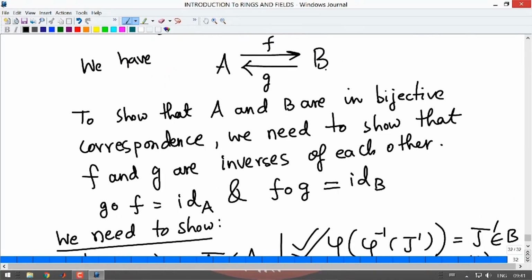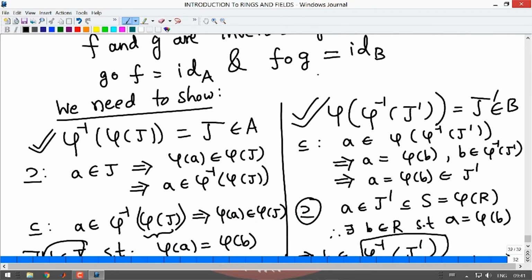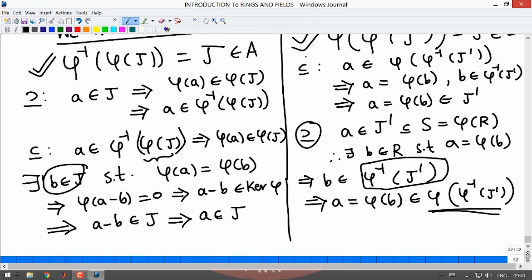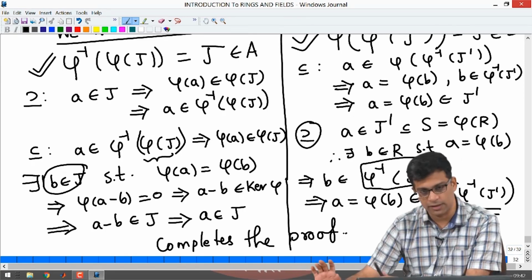So, I may have gone a little bit fast for the last part, but in that case please pause the video, think about this. If you have any doubts, listen to the video again and hopefully this will become clear to you. So, this completes the proof. I have proved the correspondence theorem between ideals of R that contain kernel phi and ideals of S, and I have also proved in this theorem that R mod kernel phi is isomorphic to S, which is called the first isomorphism theorem. Okay, and this is an important theorem.